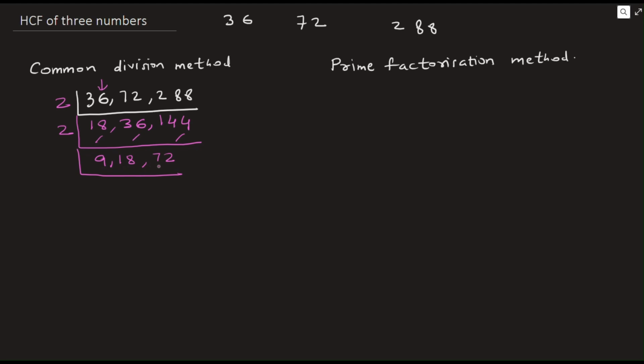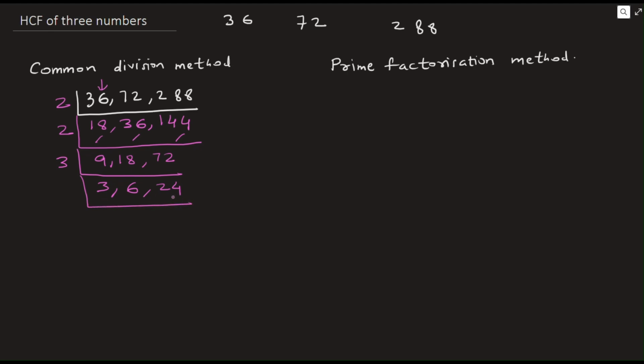Then I have these three numbers. 9 is not divisible by 2, but these three numbers are divisible by 3. 9 is divisible by 3, 18 also, and 72 also. The sum of digits 7 plus 2 equals 9, which is divisible by 3, so 72 is divisible by 3. What are the quotients when I divide these three numbers by 3? 3 times 3 equals 9. 3 times 6 equals 18, and 3 times 24 equals 72.